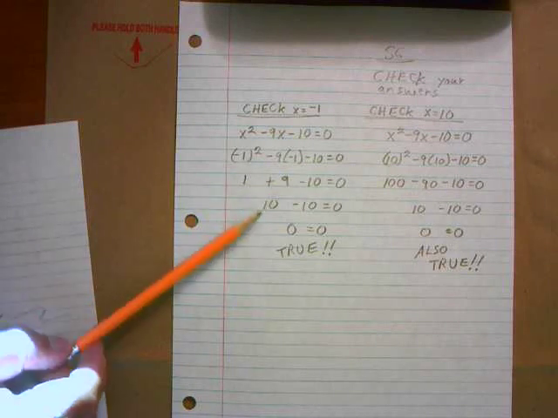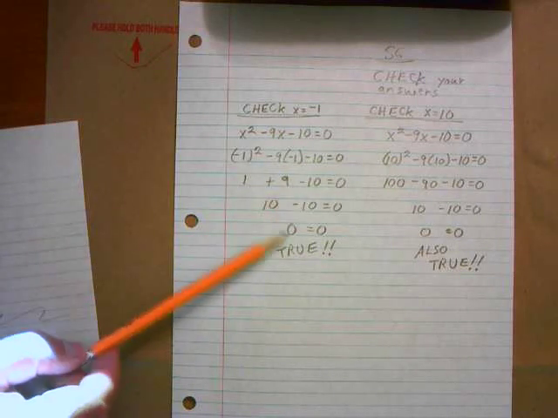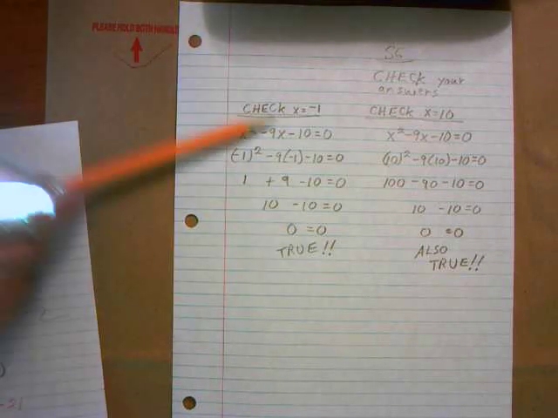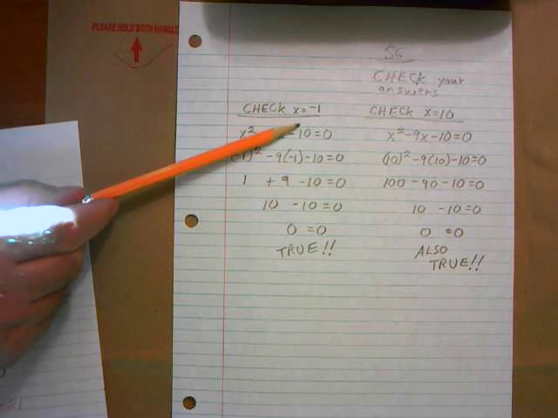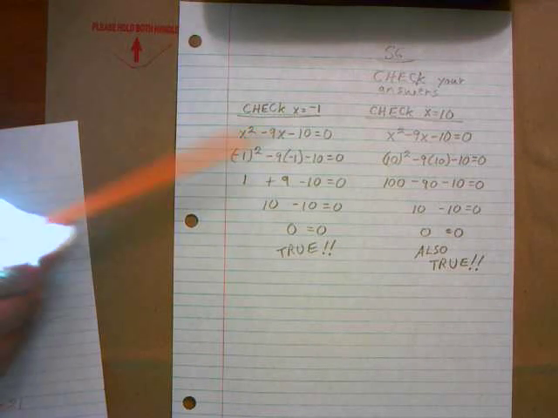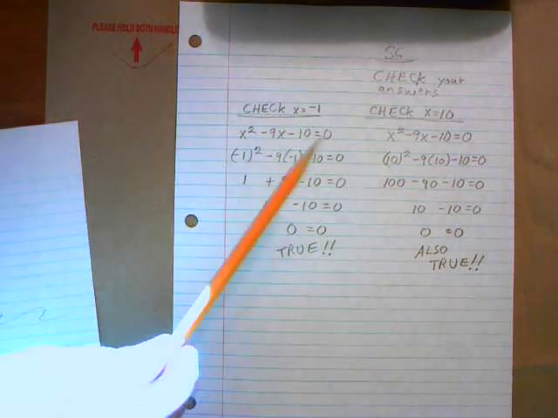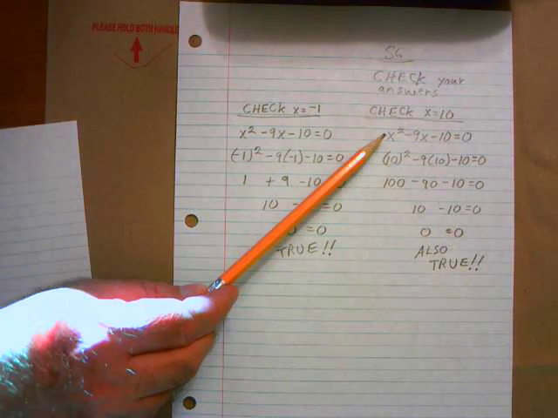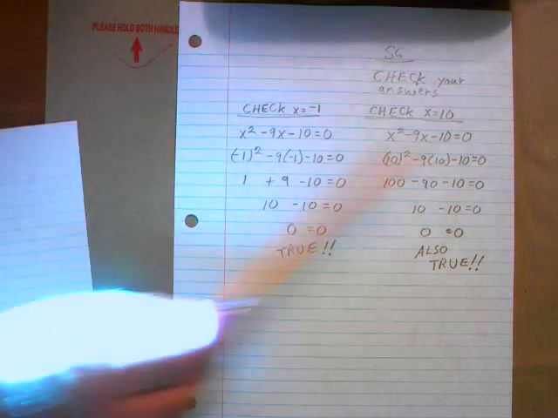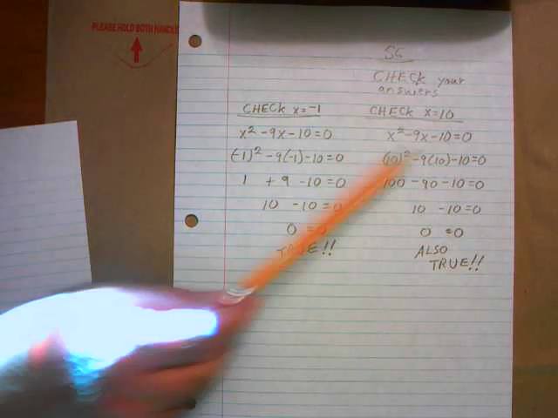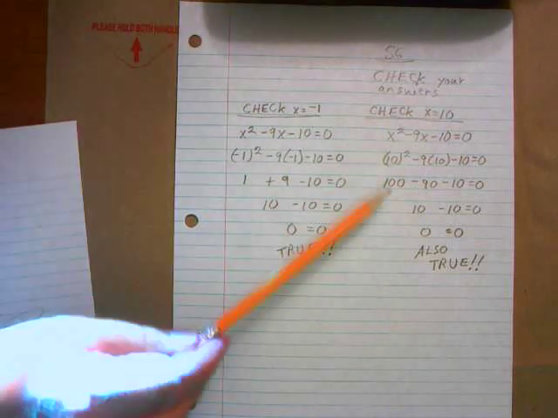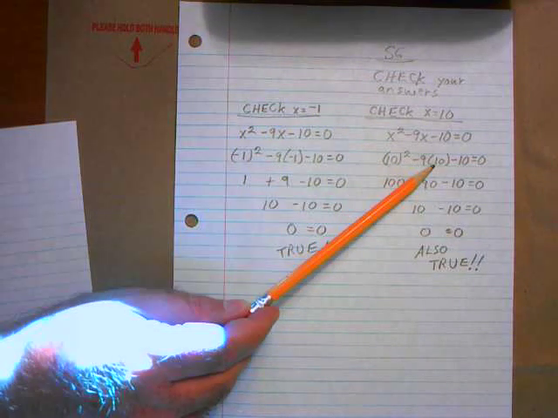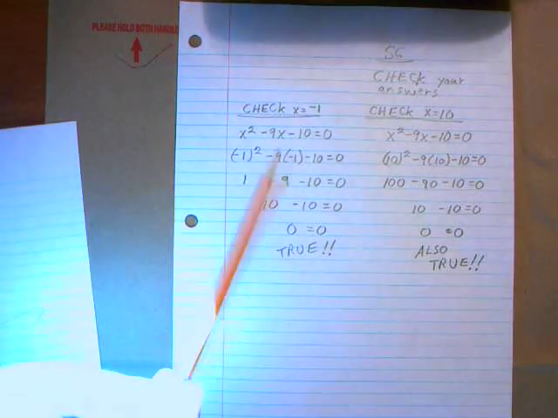Well, 1 plus 9 is 10. 10 minus 10 is 0. And this is a true statement. 0 does equal 0. So our answer of x being equal to negative 1 is correct. So far, so good. Checked our first answer. Now we'll check our second answer. x equals 10. Same process. We'll write down the equation, and then everywhere we see x, we'll substitute in the 10. So let's see. 10 squared minus 9 times 10 minus 10 equals 0, we hope.